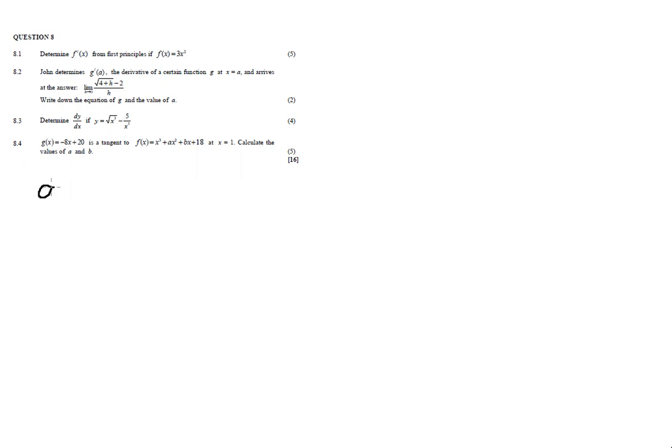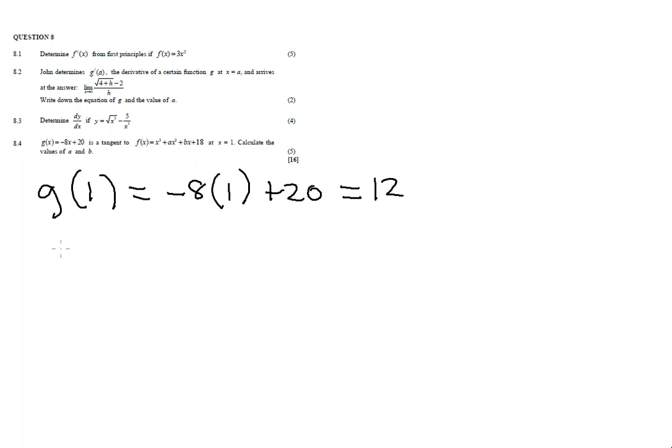So g of 1 is equal to negative 8 into 1 plus 20, and that gives you 12. So the point of tangency is going to be 1 and 12. So what I could do now is take these coordinates and sub them into f of x, because this point also lies on the graph of f, because as I said, that's the point of tangency.